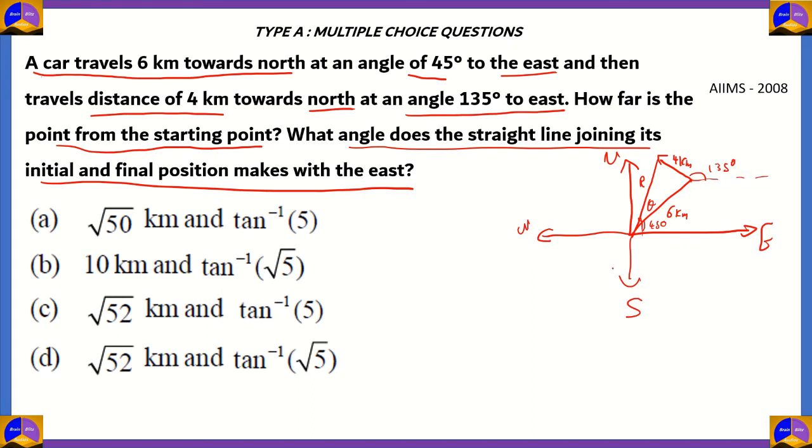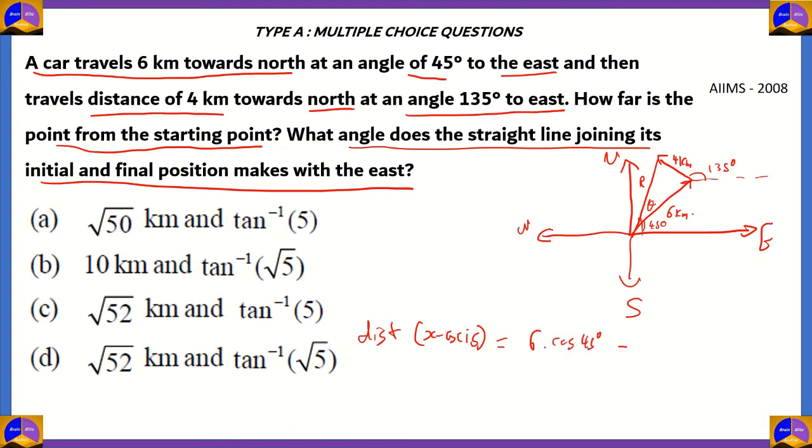So how do we solve this question? In this question, we need to write the components of both of these distances. Since they're not along the x or y axes, we need to find their x and y components. So the distance along the x-axis is equal to 6 times the cos component, that is cos 45.